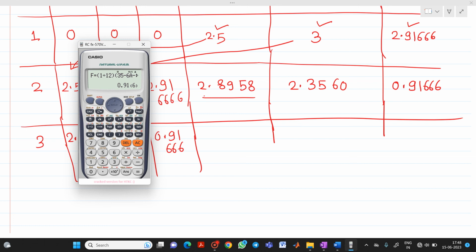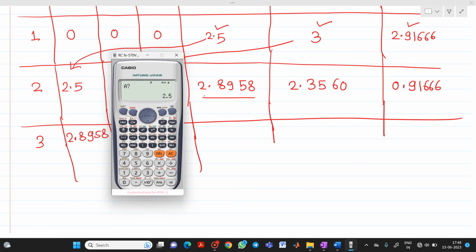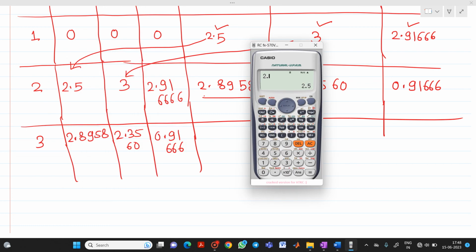So I will press it here, CALC. What is the value of A? It is 2.8958. What is the value of B? 2.3560. What is the value of C? 0.91666. Okay, I will do it again. A is 2.8958. It is correct. B is 2.3560. C is 0.91666.